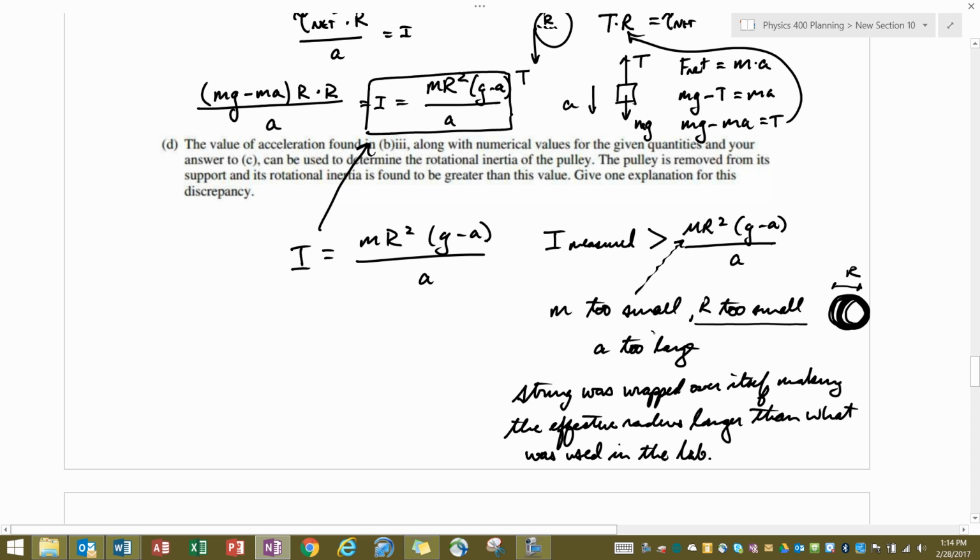Another reasonable explanation for the acceleration being too large is that the string slipped, and so the acceleration that you measure is actually bigger than what it should have been, resulting in a moment of inertia that is too small from our formula here. So the key thing I see here is they've set you up to use the formula to answer the question, and they do this a lot, so be ready for it.